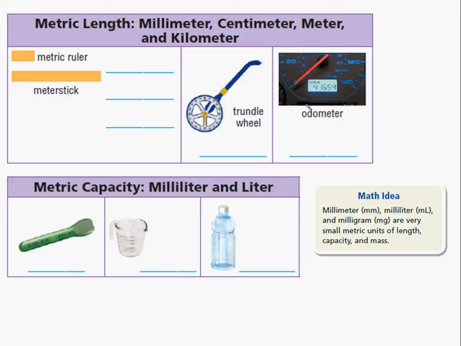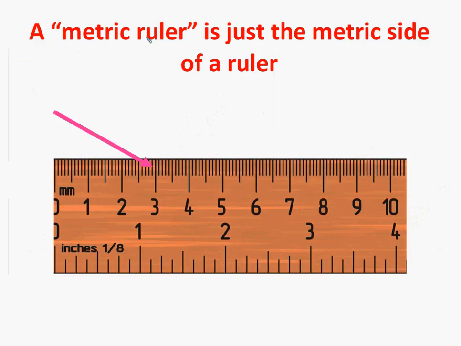We talked about a trundle wheel and the odometer, but this time we're using metric units of length: millimeter, centimeter, meter, and kilometer. Meter is the size of a meter stick, once again a little bit more than a yard. Centimeter is about the width of your pinky. Millimeter is 1/10 of that. It's just a tiny sliver. For example, on here, this is a centimeter, and this is a millimeter. So this would be about the width of your pinky, and this is a millimeter, just a tiny, tiny part of that, 1/10.